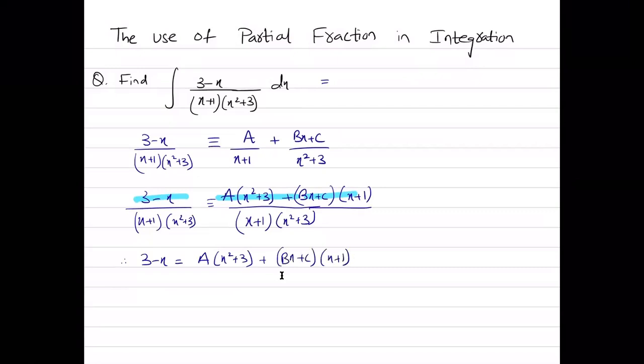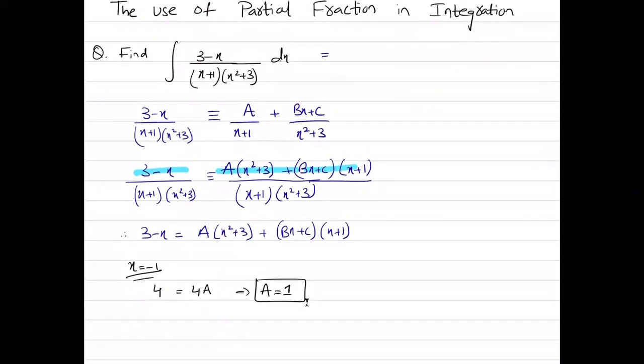Now you are going to take suitable values of x to find the values of A, B and C. Let's take x as -1 first. By plugging in -1, the factor x plus 1 is going to be 0, which is multiplied by Bx plus C, so this entire thing is going to be 0. Then if you plug in -1 over here, 1 plus 3 is 4. So the right hand side will have 4A equals 4, since 3 minus -1 is 4. So A comes out to be 1.